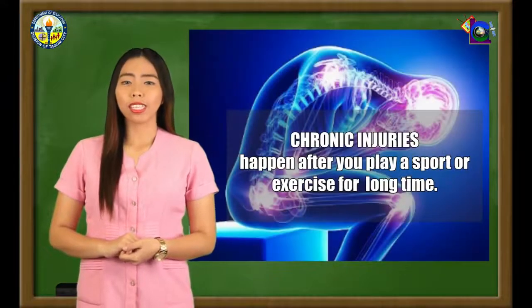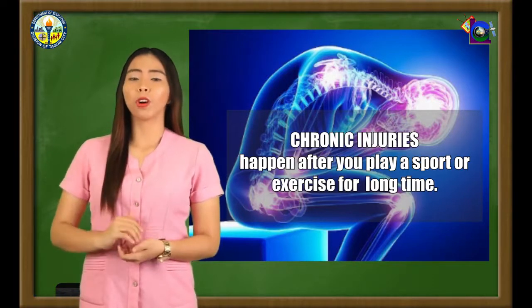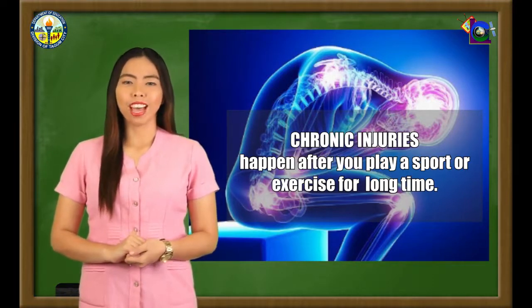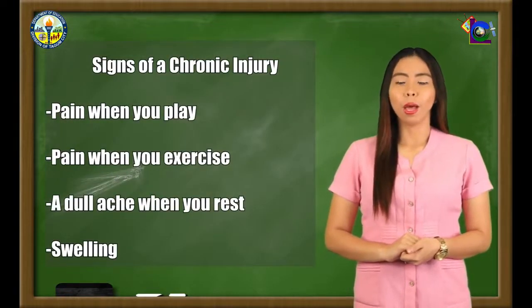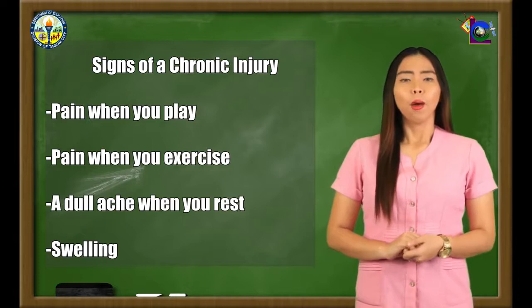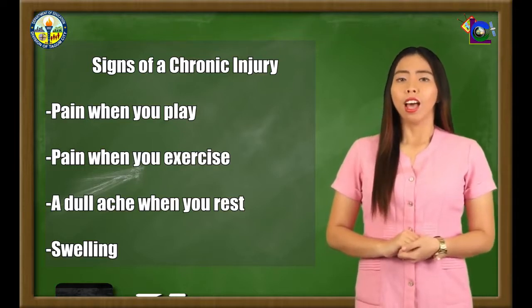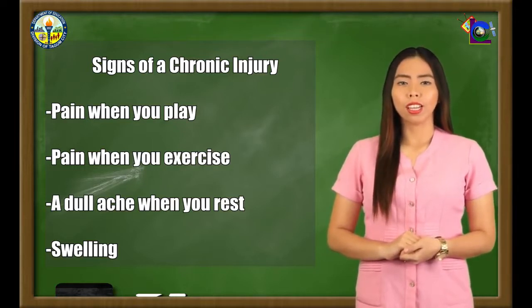While chronic injuries happen after you play a sport or exercise for a long time. Signs of a chronic injury include pain when you play, pain when you exercise, a dull ache when you rest, swelling.